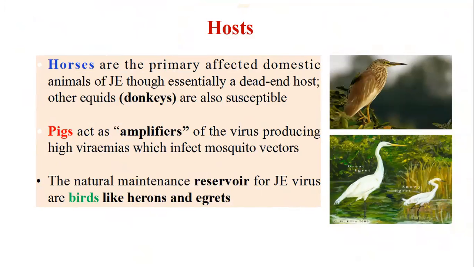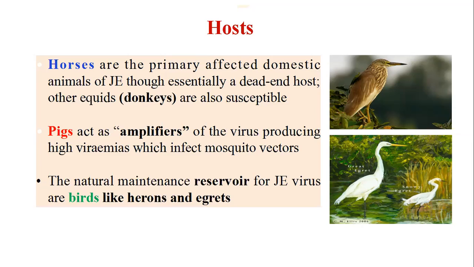Now, what are the hosts? Mostly the hosts are horses and donkeys, the primary affected domestic animals. They are the dead-end host and very susceptible host. Pigs act as an amplifier of the virus, producing high viremias which infect mosquitoes that act as a vector. The natural maintenance reservoir for JE virus are birds like herons and egrets.